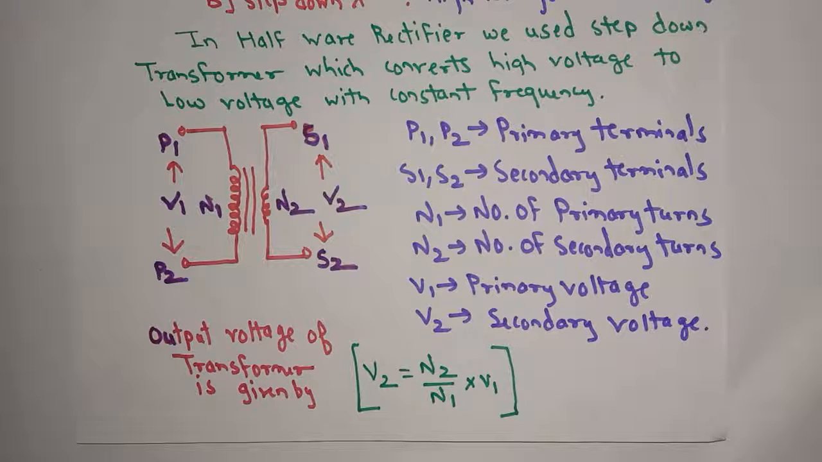Here the symbol of a step down transformer is shown. P1, P2 are the primary terminals, S1, S2 are the secondary terminals, N1 and N2 are the number of primary and secondary turns, V1 is the primary voltage and V2 is the secondary voltage. The output voltage of a transformer is given by a simple formula: V2 is equal to N2 divided by N1 multiplied by V1.